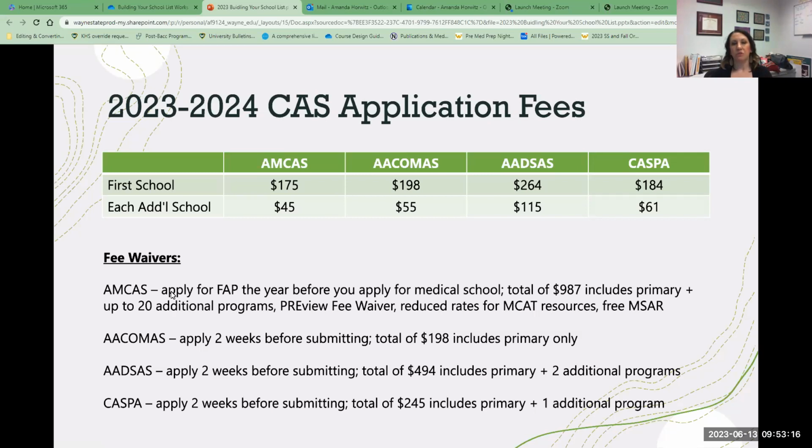We want you to recognize that fee waivers are available, but if you do qualify for a fee waiver, still take into account all of the other things that we're talking about here so that you're using that fee waiver to its advantage, right? Making sure that you're using it to apply for AMCAS to make sure that the 20 programs you're adding are the best 20 programs that you can apply to.